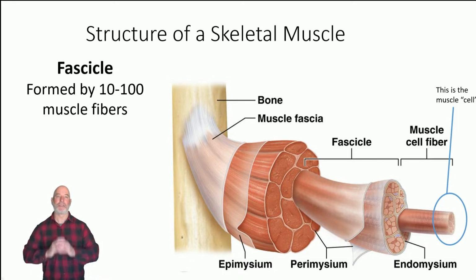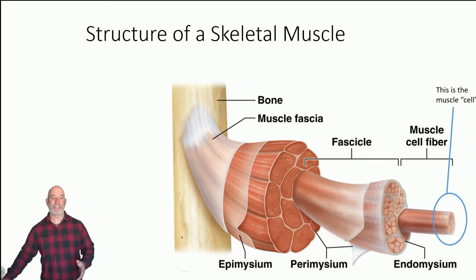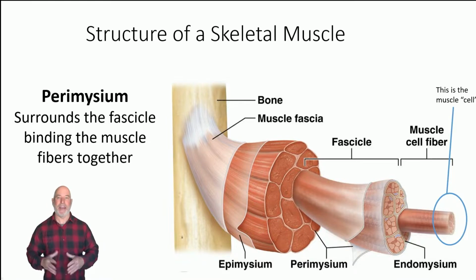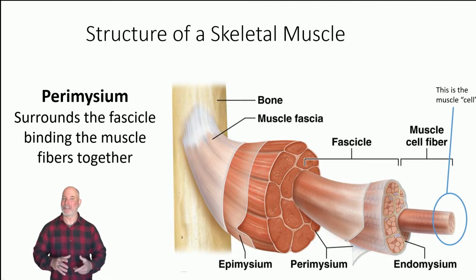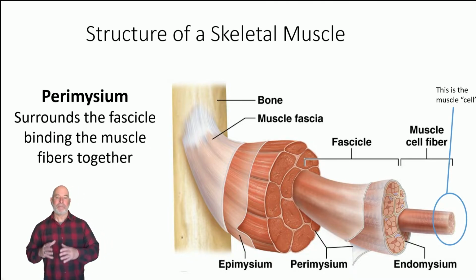Now, you take several of these muscle fibers, about 10 to 100 of them, and you put them together in a single group, and that forms a fascicle. And then a fascicle itself is surrounded by the perimysium. So each fascicle, which is made of 10 to about 100 or so muscle fibers, is surrounded by this perimysium. This is another type of connective tissue surrounding this fascicle that once again makes the muscles flexible but yet very strong.